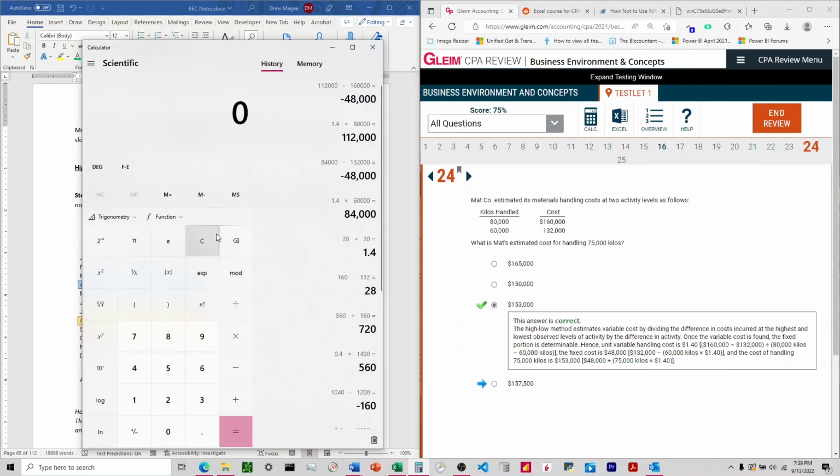So now we go to calculate this. We're going to come back to this slope figure of 1.4 times it by 75,000. That gives us 105. Then we have to add in the fixed cost of 48. That gives us 153.